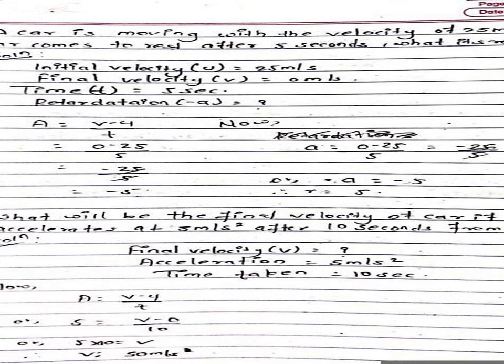What will be the final velocity of a car if it accelerates at 5 meters per second square after 10 seconds? The same thing. Final velocity means you have to find v here. Acceleration is given, time taken is given, so write a = (v minus u) by t. Easily you can find it, no need to explain this.